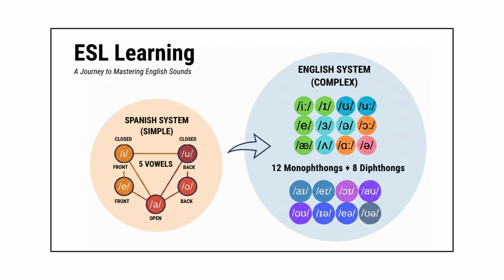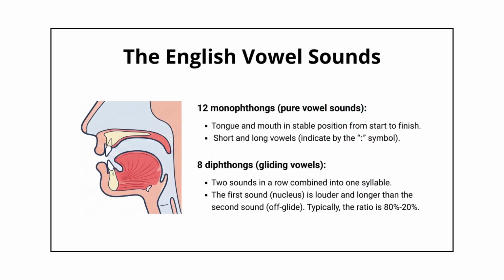If your native language is Spanish, your brain is used to a very simple system, just 5 clear, rigid vowels. But look at the English system on the right. We are dealing with 12 monophthongs and 8 diphthongs. That's why mapping English directly onto a Spanish framework simply doesn't work. For a Spanish speaker, this means your mouth is being asked to navigate 15 entirely new destinations that simply do not exist in your native phonetic map. No wonder it feels like a workout.